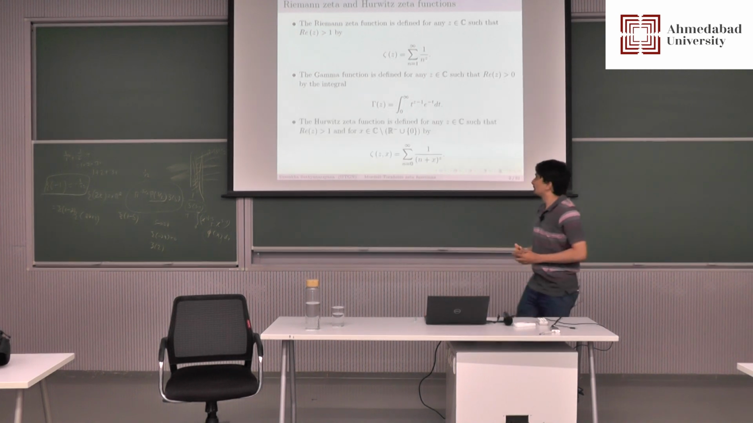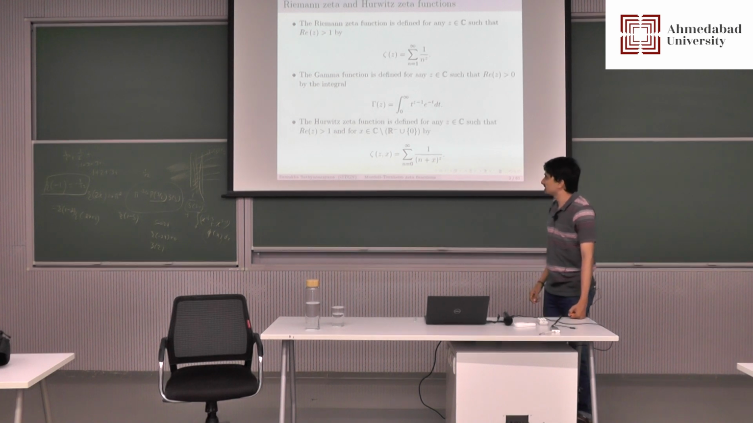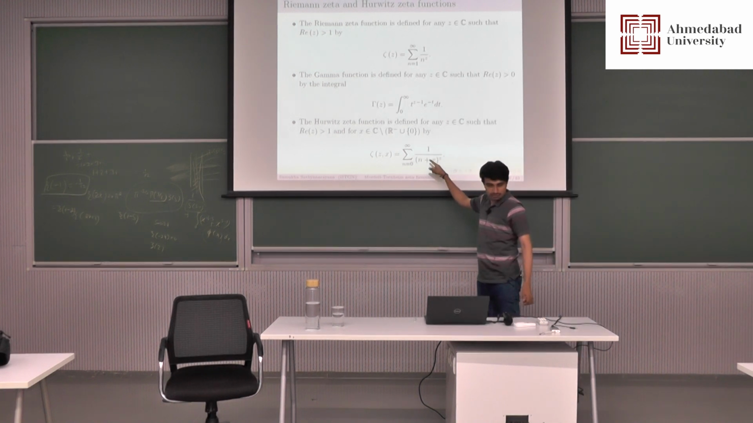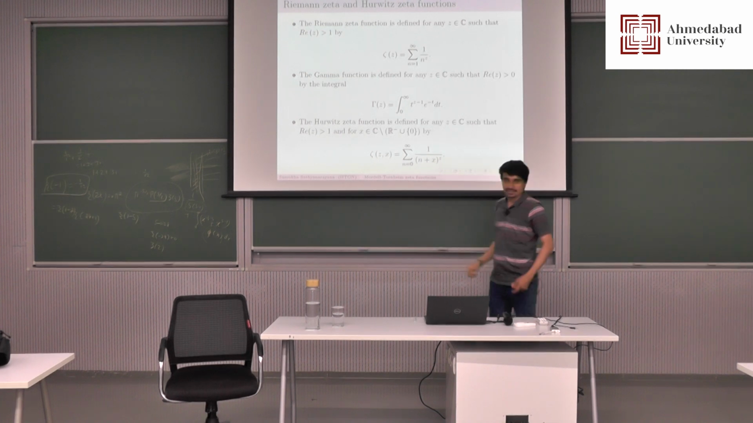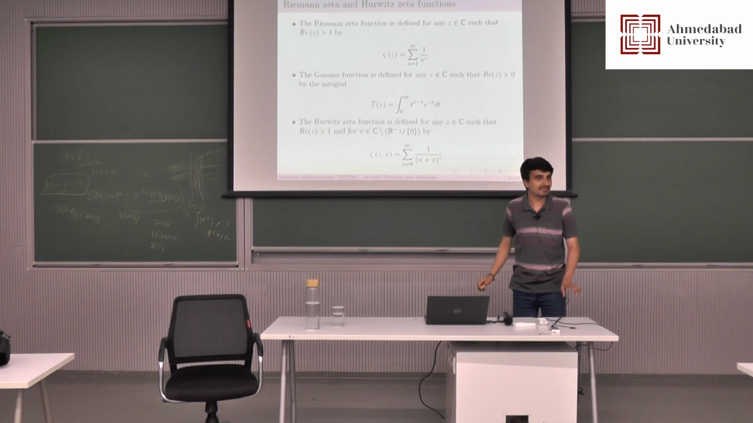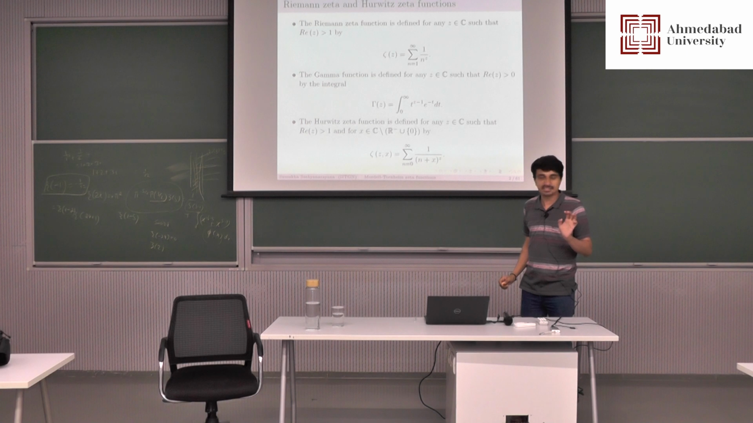There is one more zeta. What is this zeta? This is the Hurwitz zeta. There is one more parameter x involved here: 1 by (n plus x) to the power z. In the Riemann zeta it was just n to the power z. Here it is (n plus x) to the power z.